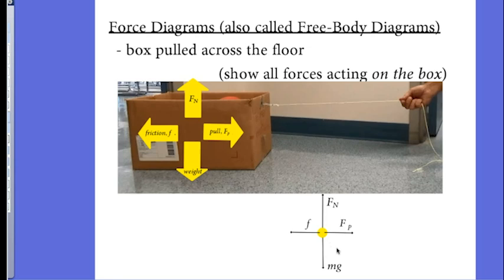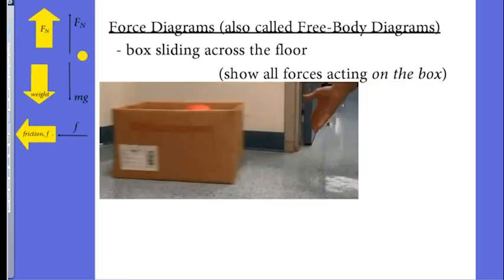Four forces acting on the box: the force of gravity, called the weight, the normal force, which is the support force of the floor, the pulling force. We could have labeled this T for tension in the string. That would have been fine. I just chose to call it F sub P for force of the pull, and the friction, which is opposing the sliding motion of the box across the floor.